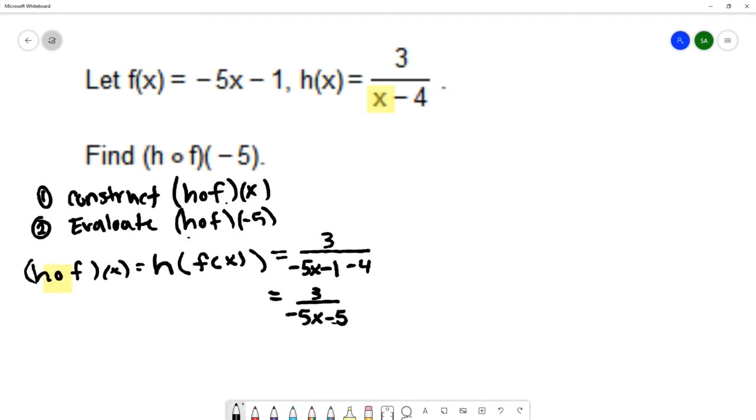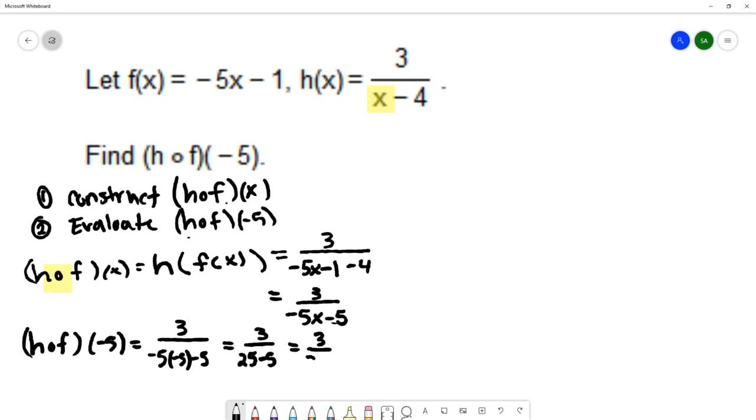So now we've constructed the function, and then we'll evaluate h composed with f of -5. We'll substitute that -5 into the function to get 3 over -5 times -5 minus 5. That's 3 over positive 25 minus 5, and that's 3 over 20. And that's the lowest term, so I'm going to leave it like that. So that's one way for us to find h composed with f of -5.